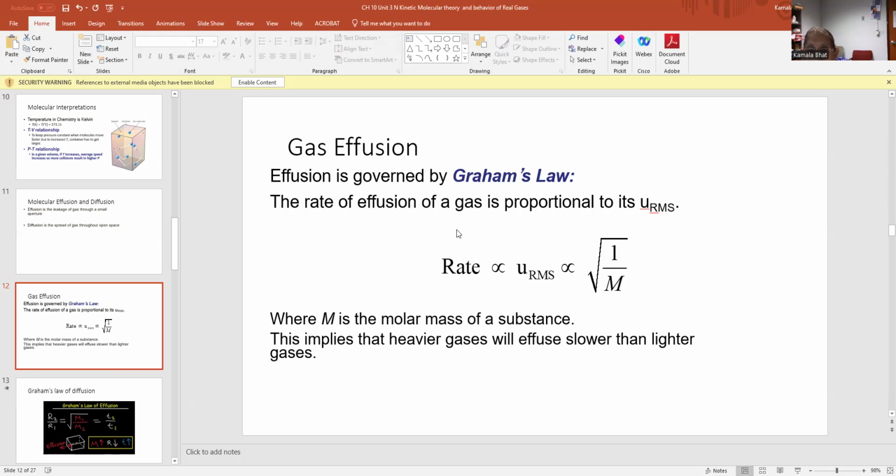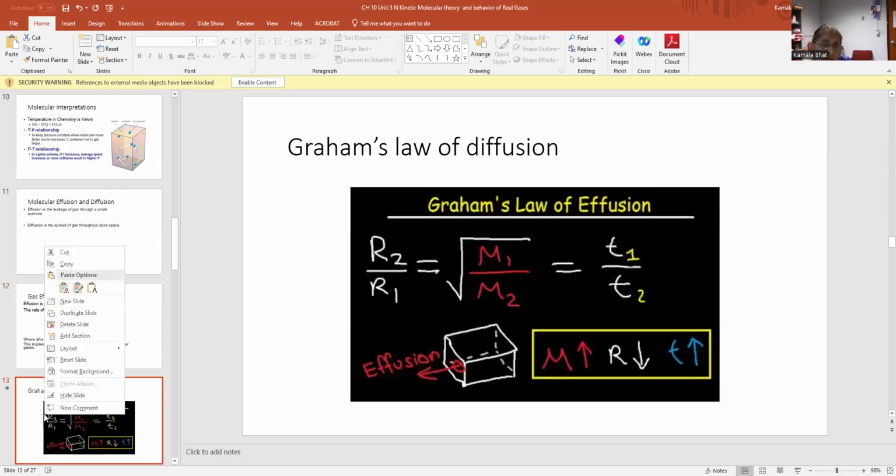This implies that heavier gas molecules will effuse slower than lighter gas molecules.